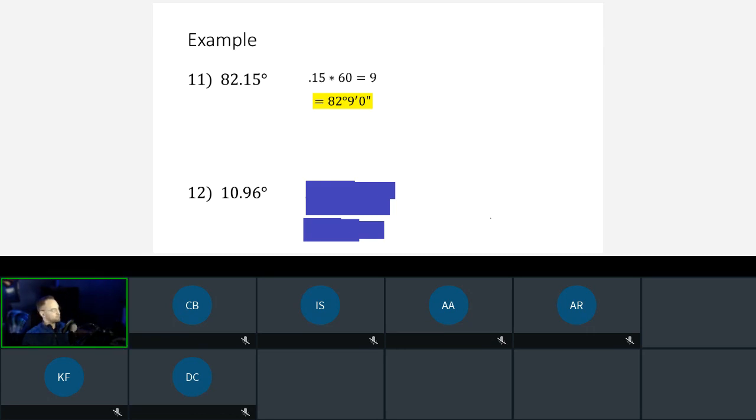All right, number 12. This is the last example we have, so let's go ahead and do a minute and a half for this one, which should also be more than enough. All right, minute and a half. Let's go.